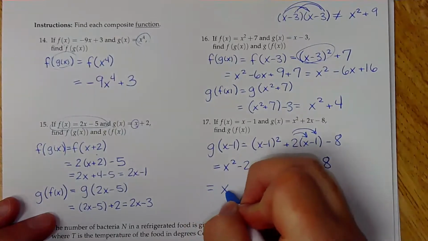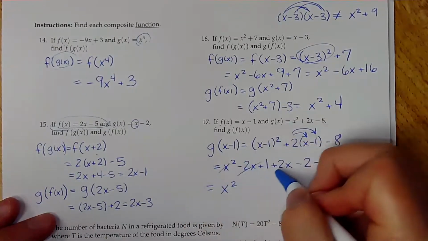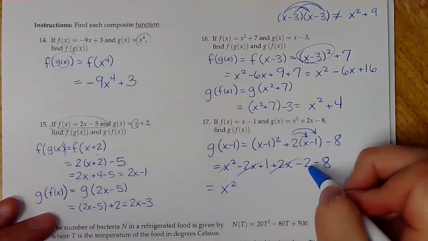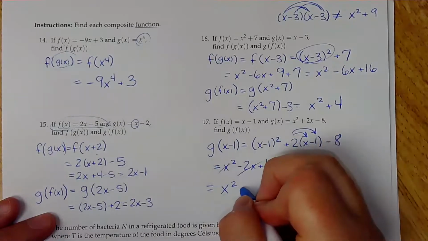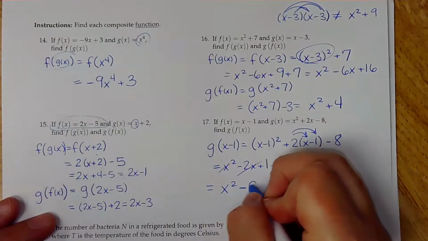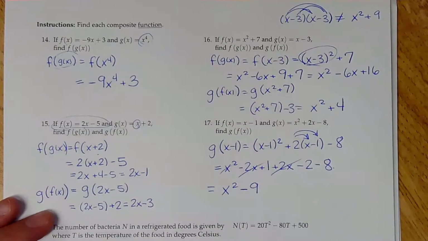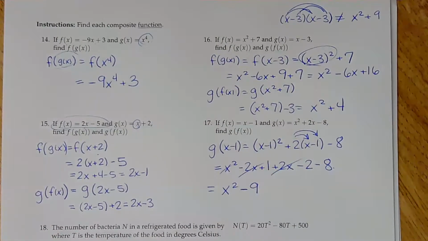And the x squared, this minus 2x and the plus 2x cancel. This is minus 10 plus 1. So that gives me minus 9. All right, so that's how we find our new function when we're doing composition of functions.